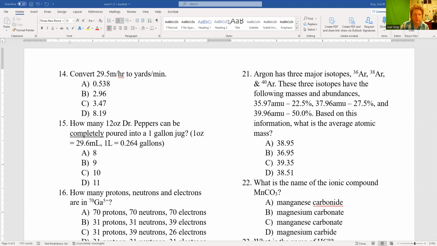14, sorry, the way that I like to solve this problem is I am converting 29.5 meters per hour to yards per minute. So I'm going to write that on the whiteboard: 29.5 meters per hour to yards per minute. Now, what I'm going to do here is set up a dimensional analysis approach to this problem. So I'm going to write 29.5 meters, 1 hour.